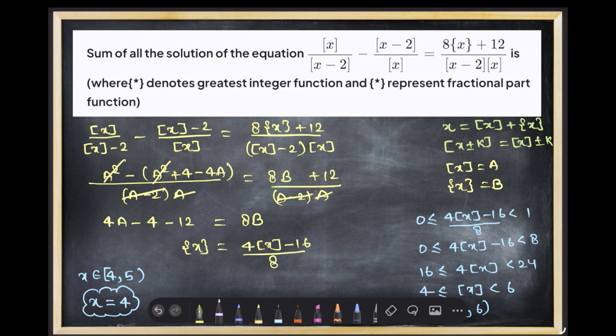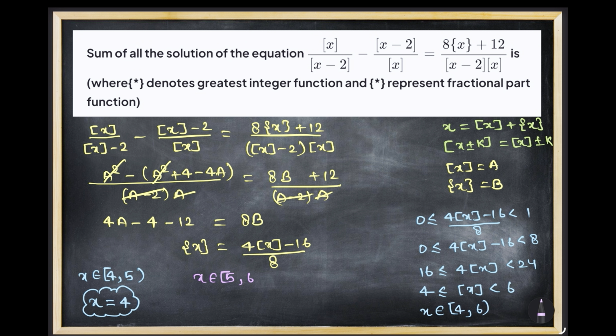Now case 2: x is ranging from 5 to 6, 5 is included, 6 is not. So the greatest integer function will become 5. So 20 minus 16 is 4, and 4 by 8 means 1 by 2. Here, if you want 1 by 2, meaning 0.5, you should use x as 5.5. Then only you will have 1 by 2. So these are the x values. So the sum of the solutions becomes 9.5.